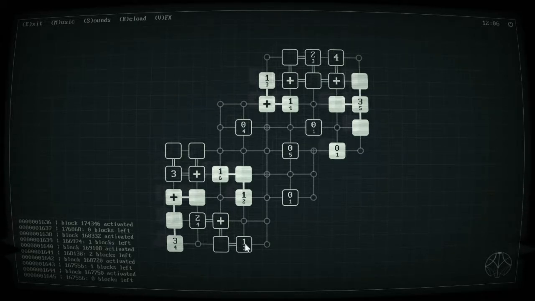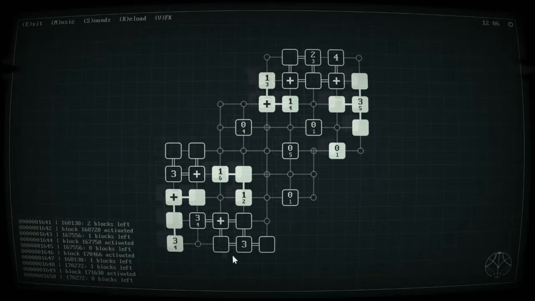This one needs two more. The only place it can do it is here and here. Four. This one's definitely clear. Five. One, two, three. Four, five, or four, five, or four, five. One, two, let's see. One, two, three, four, five. One, two, three.